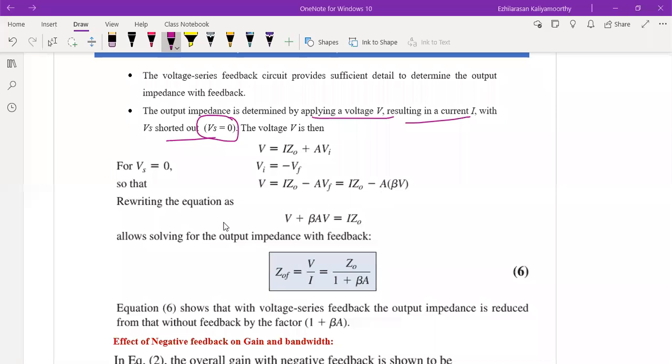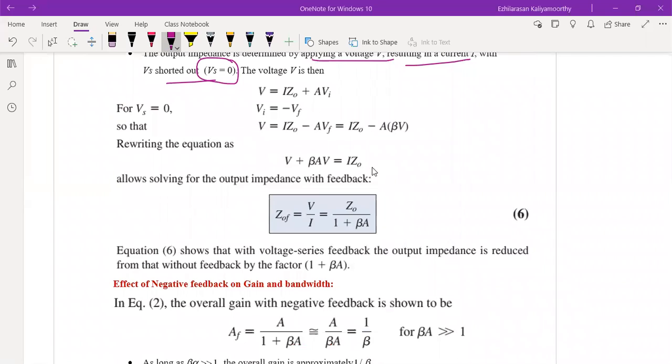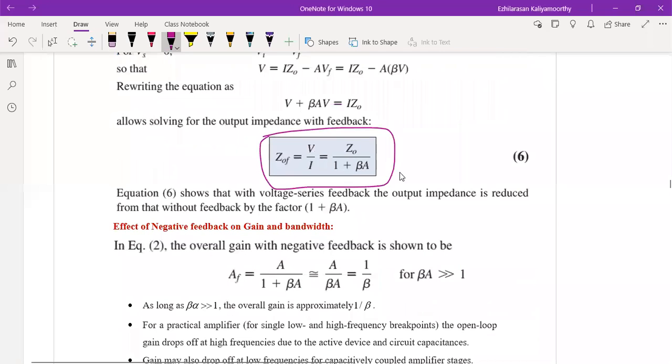Now write the output impedance with the feedback. The expression is ZOF is equal to V by I is equal to Z naught by 1 plus beta A. So this is the factor. With voltage series feedback, the output impedance is reduced by the feedback factor 1 plus beta A. Because when beta A is very, very greater than 1, the 1 is neglected and it becomes Z naught by beta A.